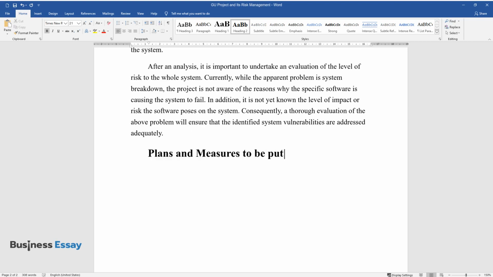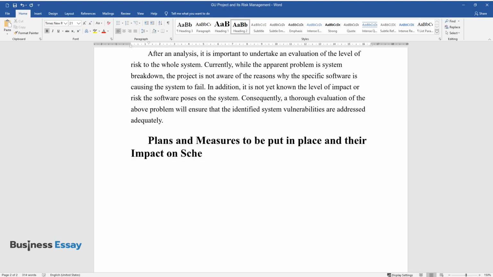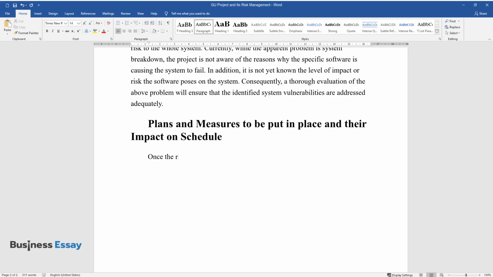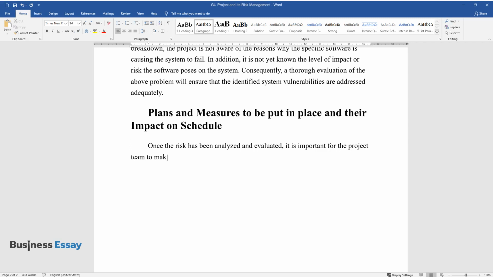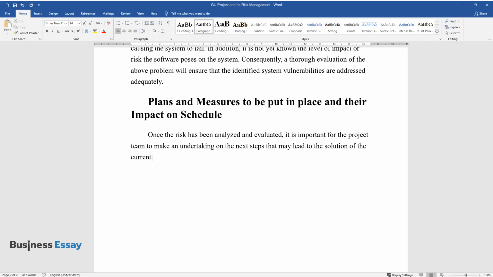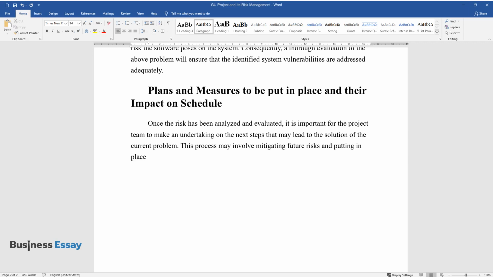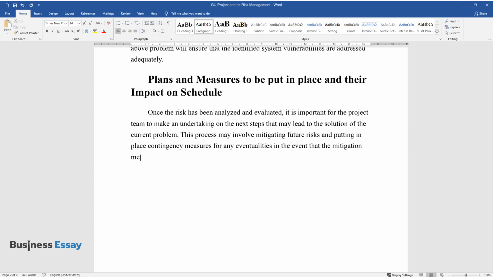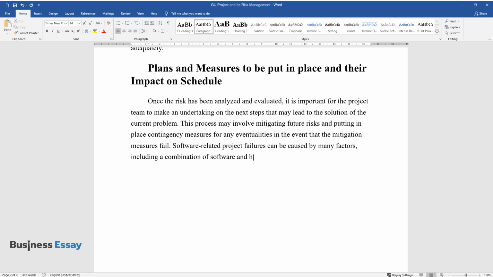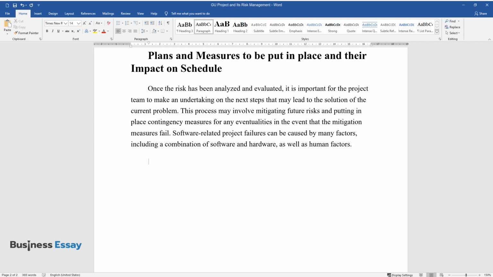Plans and measures to be put in place and their impact on schedule. Once the risk has been analyzed and evaluated, it is important for the project team to make an undertaking on the next steps that may lead to the solution of the current problem. This process may involve mitigating future risks and putting in place contingency measures for any eventualities in the event that the mitigation measures fail. Software-related project failures can be caused by many factors, including a combination of software and hardware, as well as human factors.